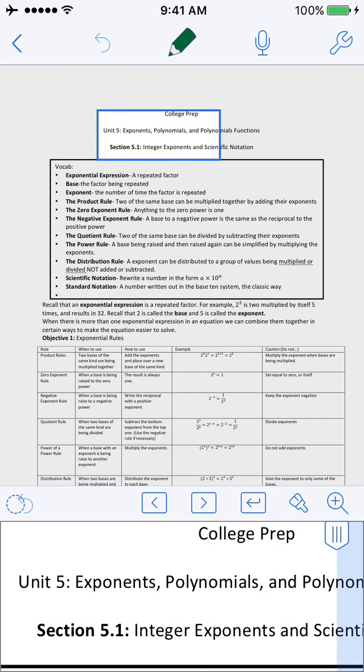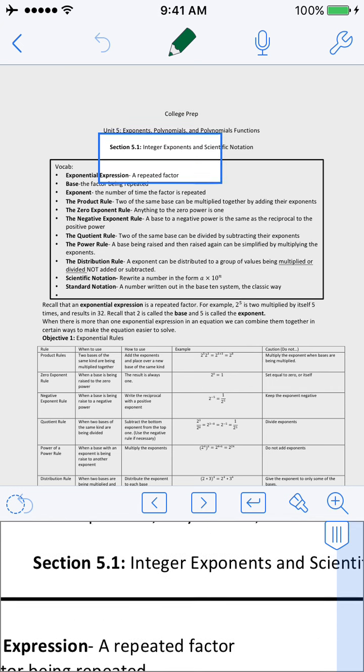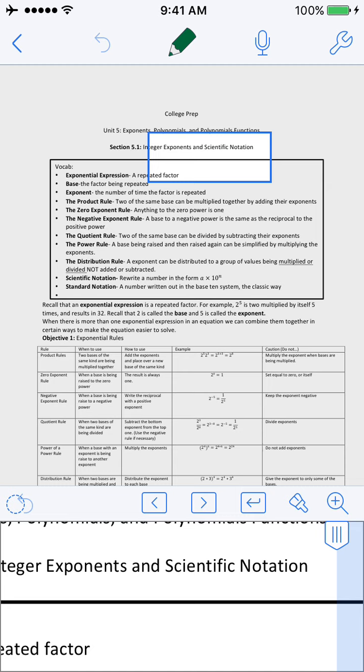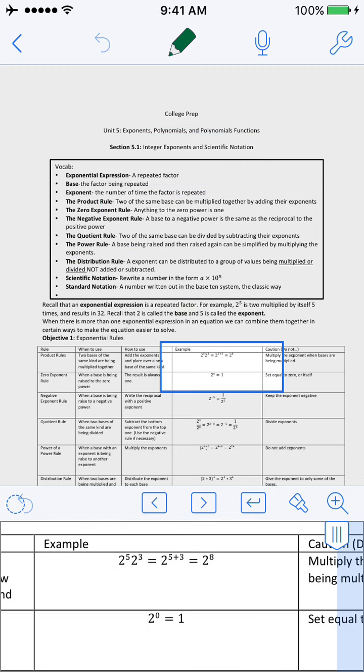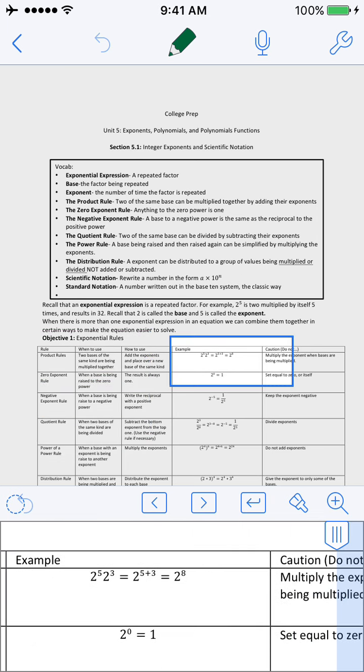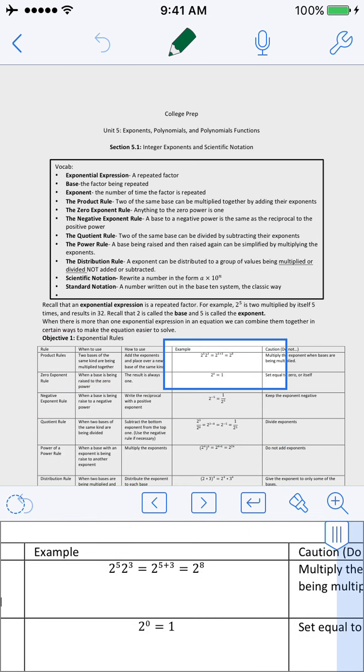But basically we're going to step away from those linears and get into the higher power equations, those quadratics and the cubics and things like that. But before we do that, we have to talk about the exponents that go with that. So today's section 5.1, integers and integer exponents, and scientific notation. If you'll recall, you had a worksheet on some of these rules and combining exponents. That's kind of the theme for today.